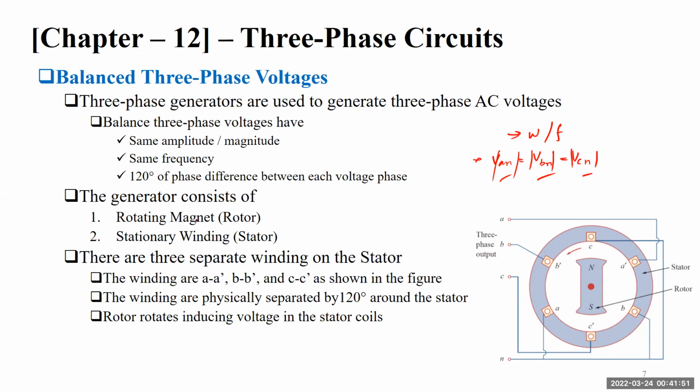Remember, as I have said earlier as well, the generator consists of a rotating magnet or rotor and a stationary winding, that is the stator. There are three separate windings on the stator. So winding A dash is one winding, B dash is one winding, C dash is one winding.